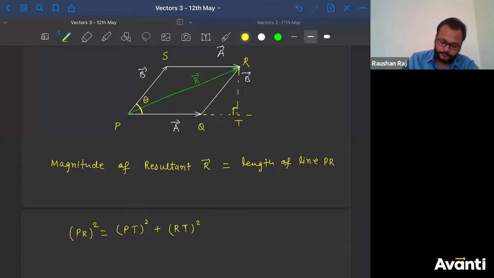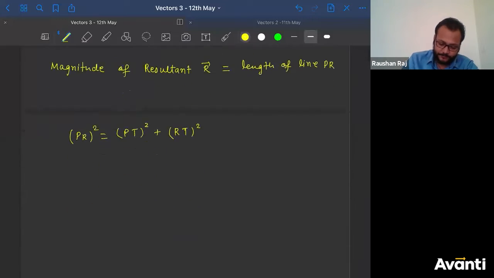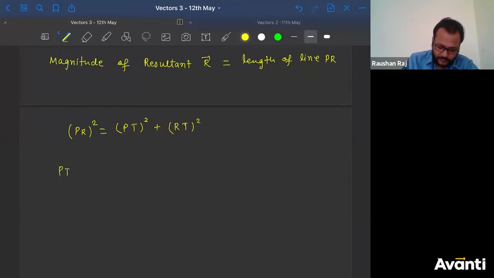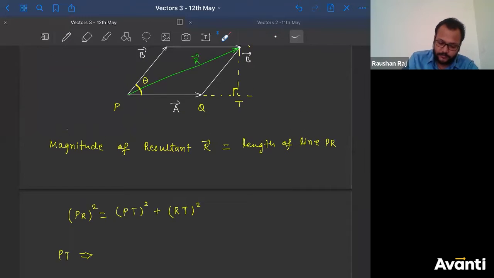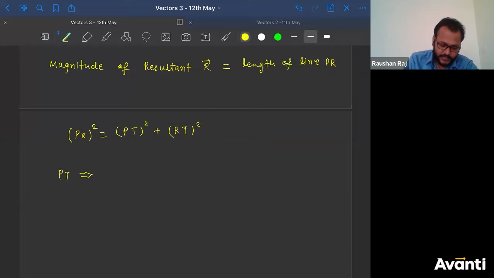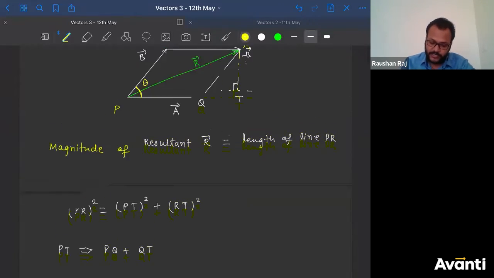What will be the value of PT? Can I say that PT can be written as PQ length plus QT length? PT is nothing but PQ and QT. So PT can be written as PQ plus QT.